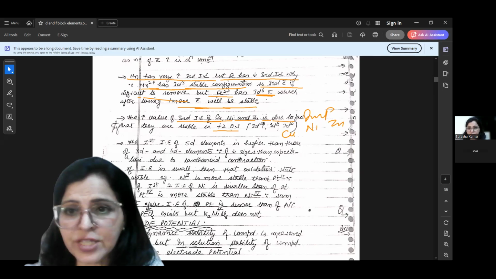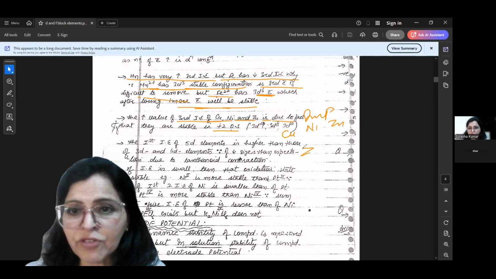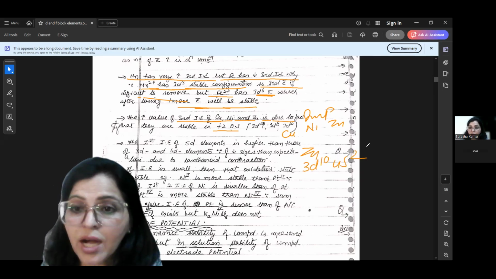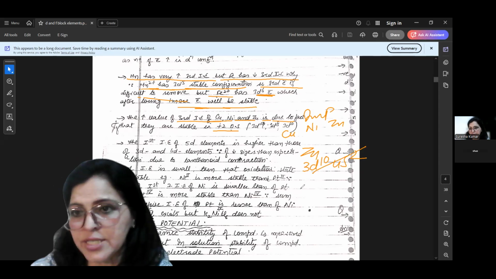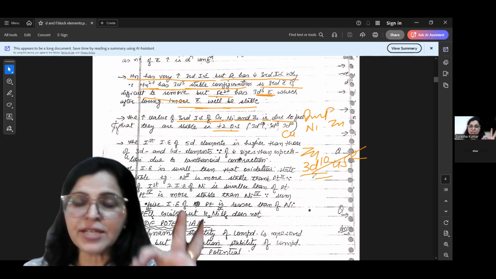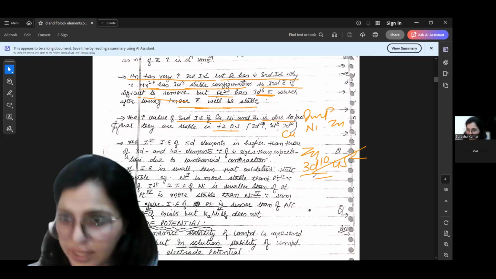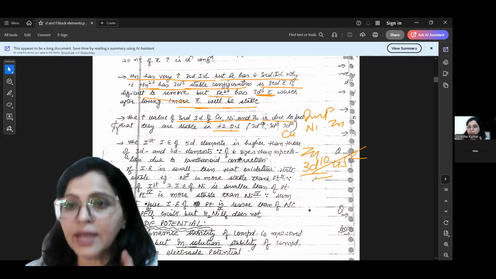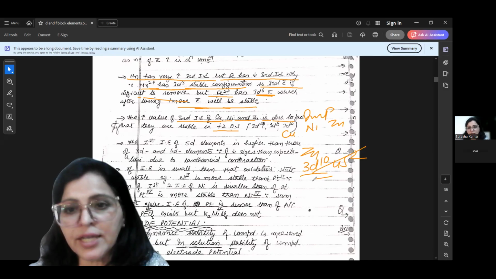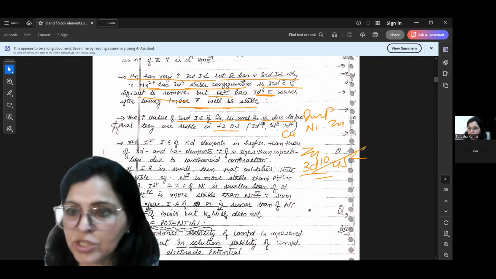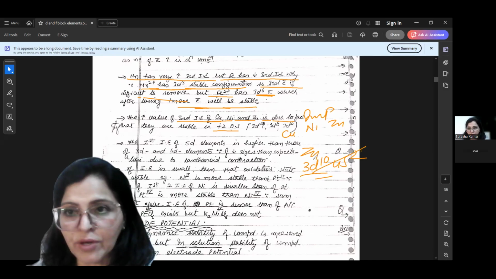Let us take first the example of zinc. You know the configuration of zinc is 3d10 4s2. After removing 2 electrons, it has a very stable configuration. So that's why its third IE is very high once again. The third IE of zinc is also very high because after the loss of 2 electrons, it acquires a stable configuration.